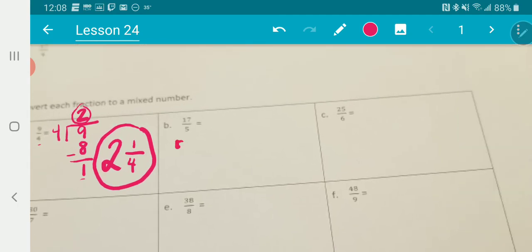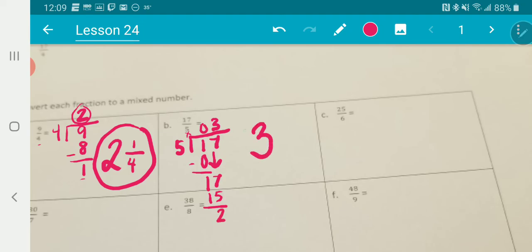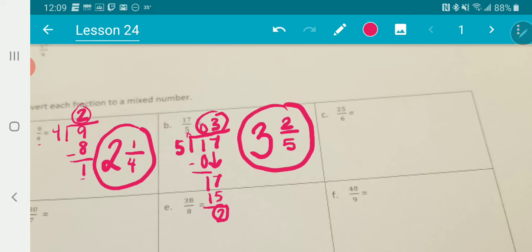So 5 is going to go on the outside of our house. 17 will go on the inside. 5 goes into 1 0 times. 0 times 5 is 0. You subtract. 5 goes into 17 3 times. 3 times 5 is 15. You subtract, you get 2. So your answer here is 3. Got that from there. 2 is your numerator. 5 stays as your denominator. 3 2/5. If you have any corrections, pause the video and you can make those corrections.